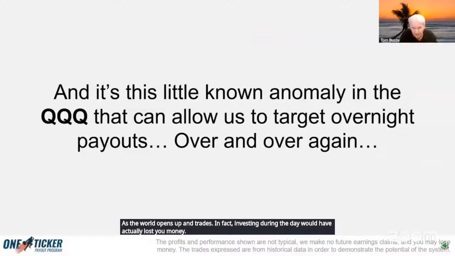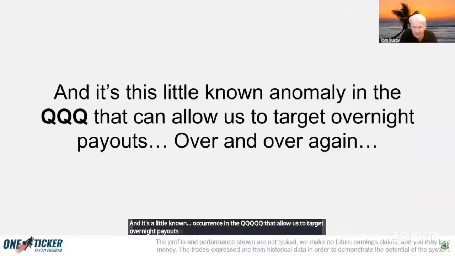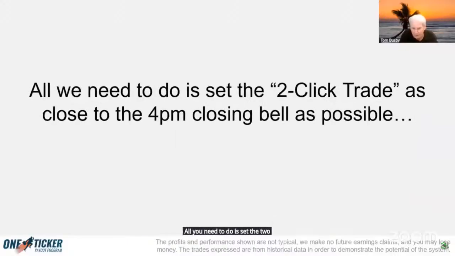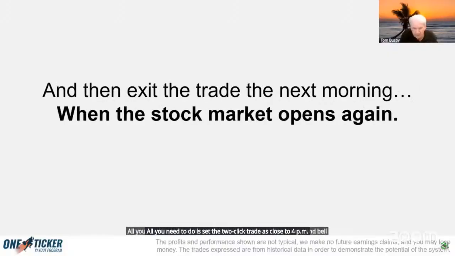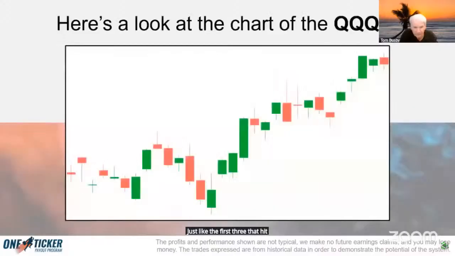And it's a little known occurrence in the QQQ that allows us to target overnight payouts over and over again. All you need to do is set the 2-click trade as close to 4 p.m. closing bell as possible, and then exit the trade the next morning when the stock market opens up again. Just like the first 3 that hit in March.